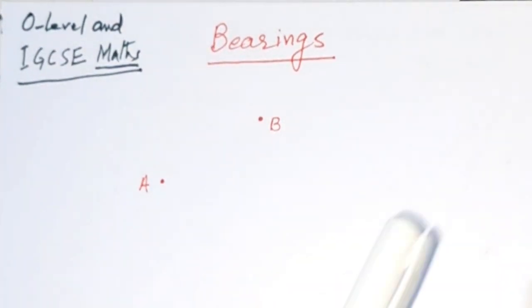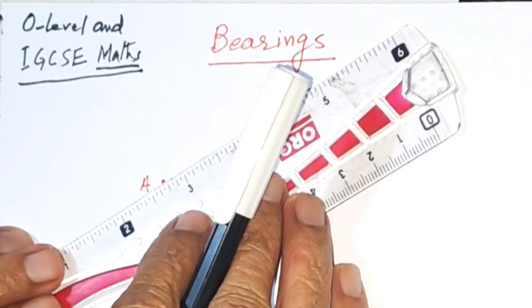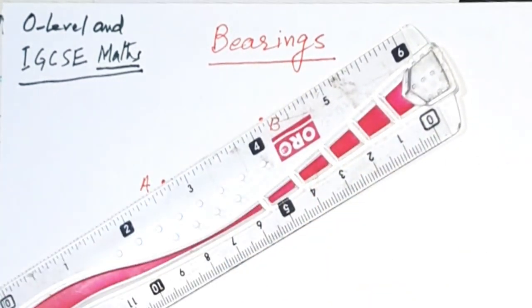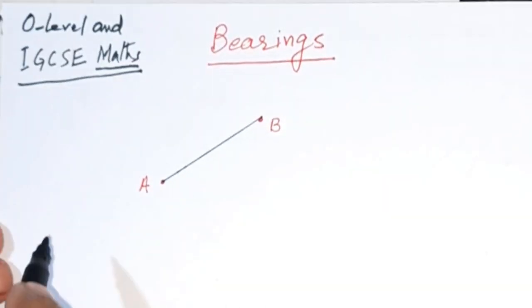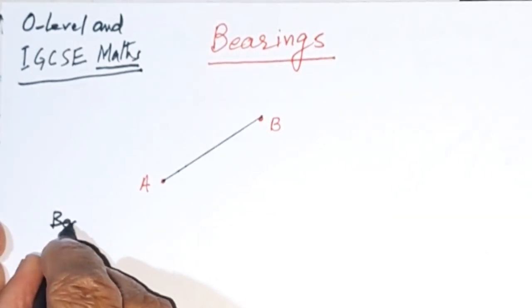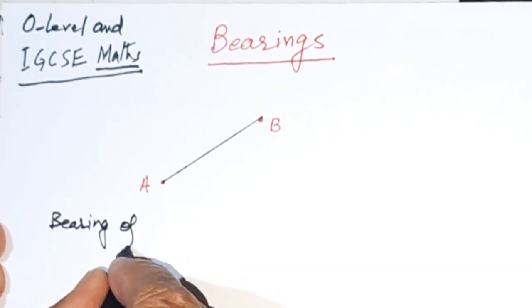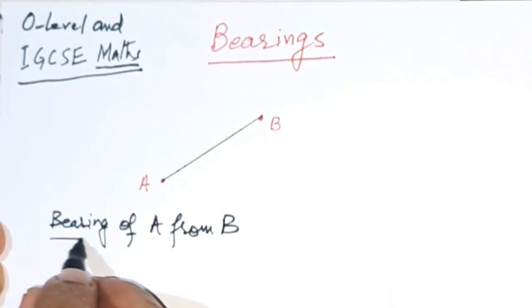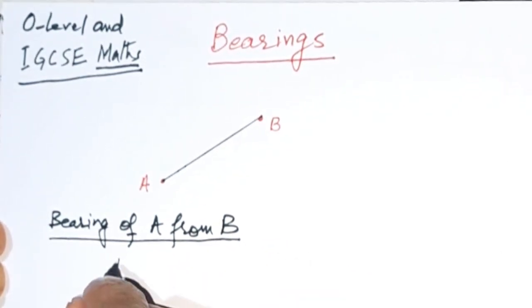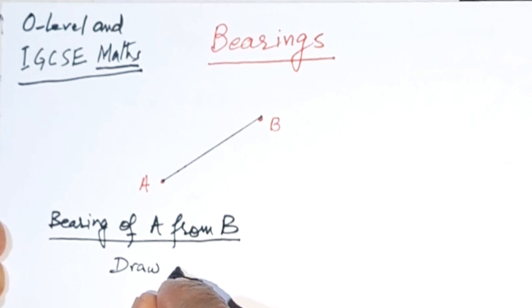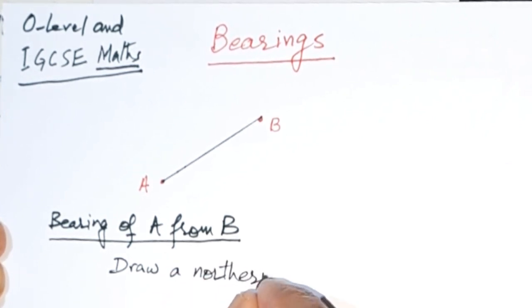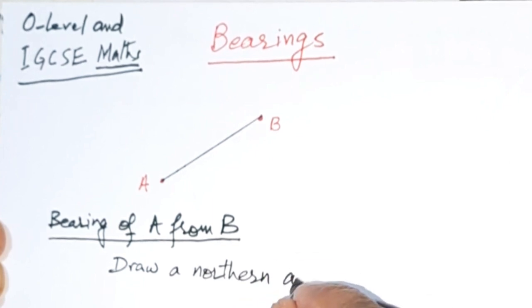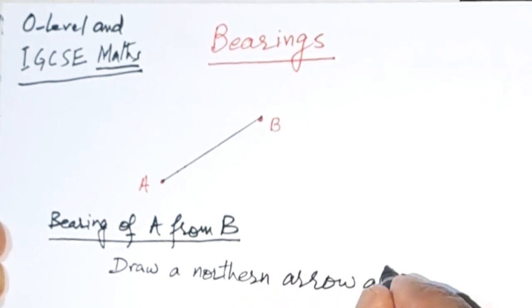of point A from B, then we will join A and B, and bearing of A from B. Draw a northern arrow at B.